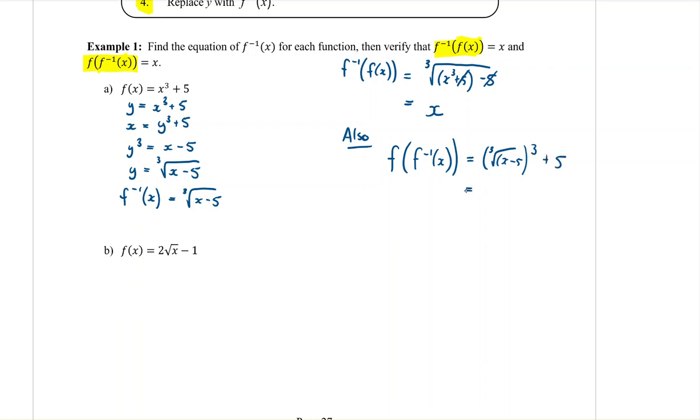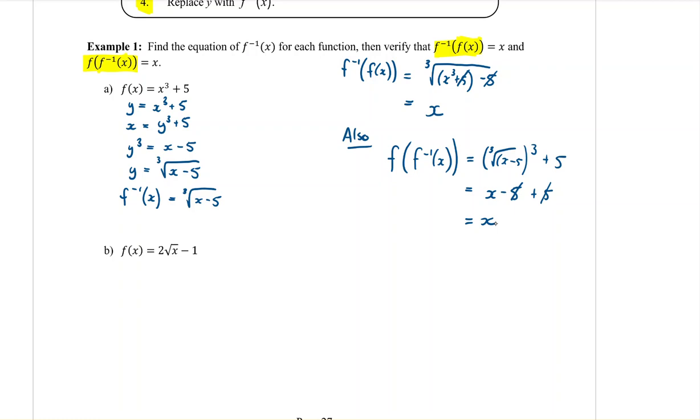Now again, I'm cubing a cube root, so they're going to disappear, and I'm just going to have x minus 5 from that first bracket, and then the plus 5 on the end. And again, the minus 5 plus 5 cancels out to give an x. So either way I sub them in, I do get the x that we were expecting.